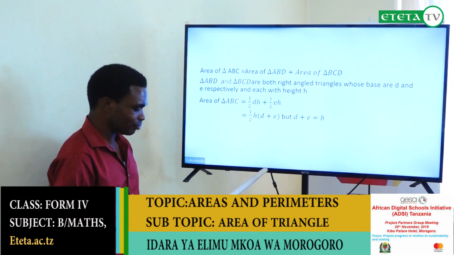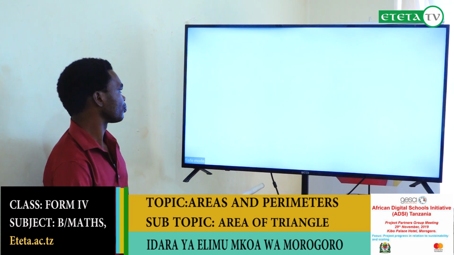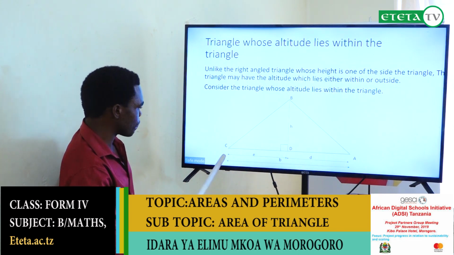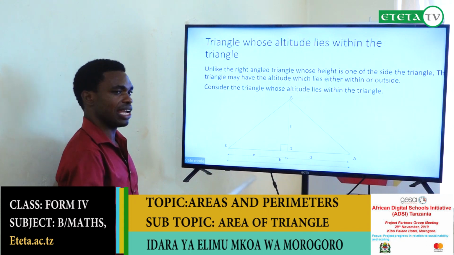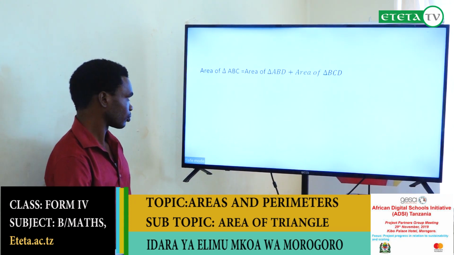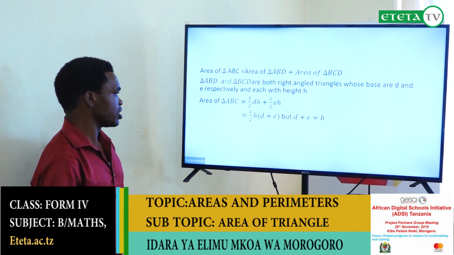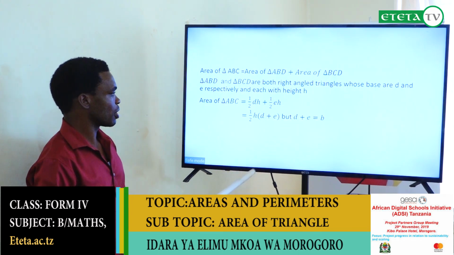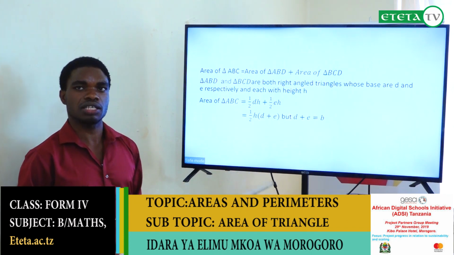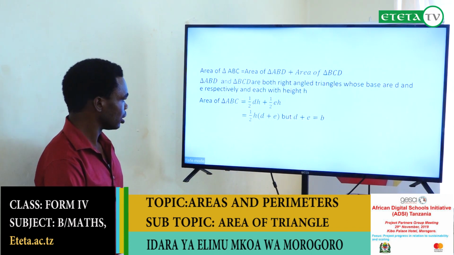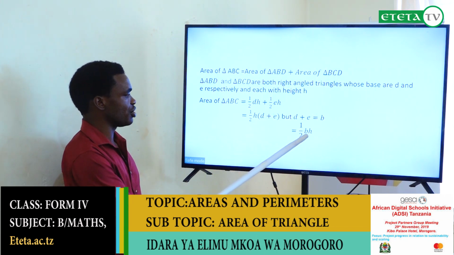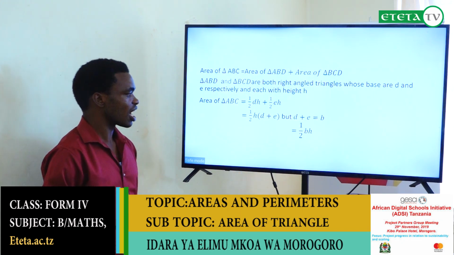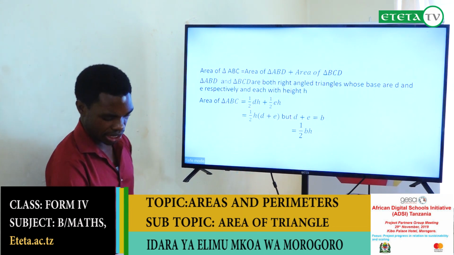But if you remember, we said from here to here it is E, and from here to here it is D. Therefore, from here to here, it should stand for B. That would be the base of the whole triangle. So instead of using D plus E, we can say D plus E equals B, because that's what it will be there. If you take D plus E, you get B. So it will be a half BH, as we discussed, where B is the base of the whole triangle.